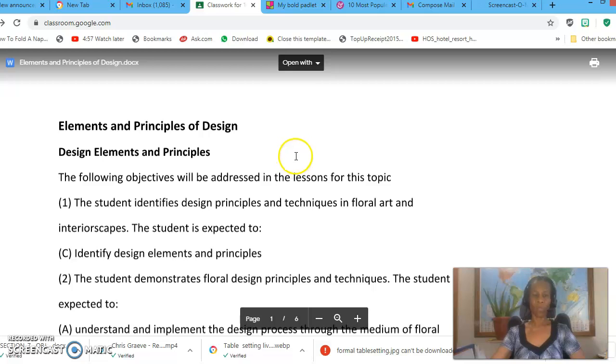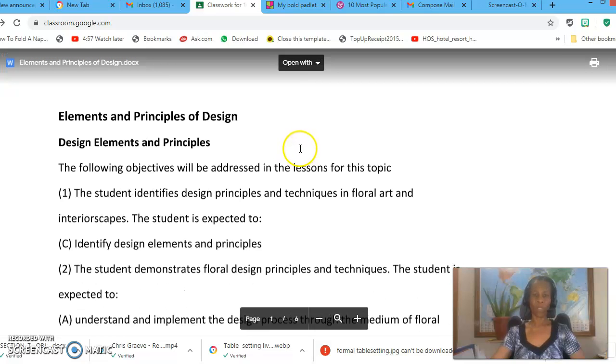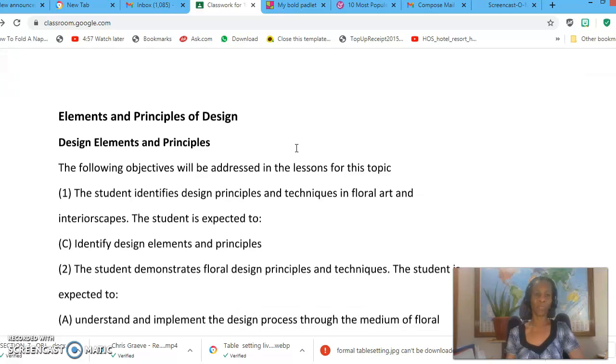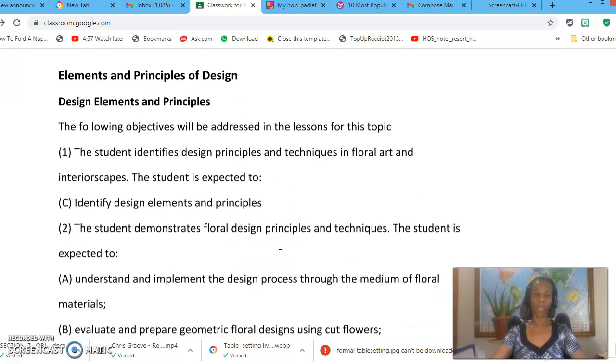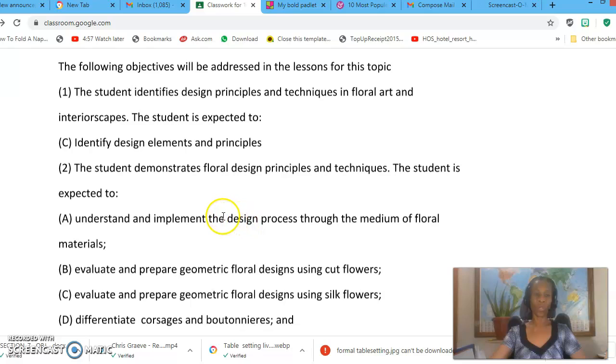So the lesson we should have done yesterday was elements and principles of design. For this lesson, the objectives: you should be able to identify the design principles and techniques in floral art and interior scope, and you're expected to identify design elements and principles, which we started last class. Having done that, you are going to be expected to implement them through the medium of floral material.